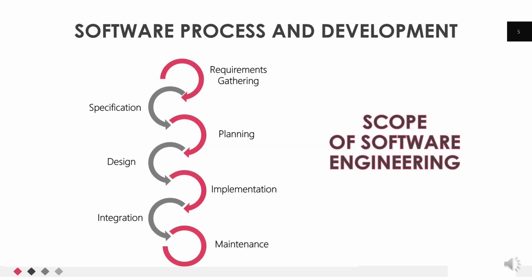Let us now begin the topic software process and development. Let us discuss the scope of software engineering first. Software engineering covers many activities needed to create and maintain software systems. Let's look at the main parts in order.